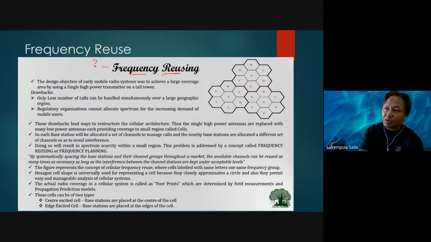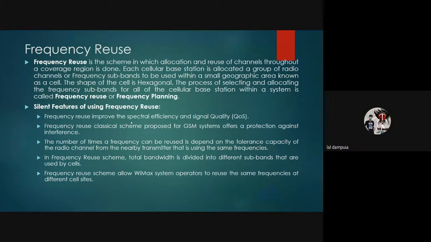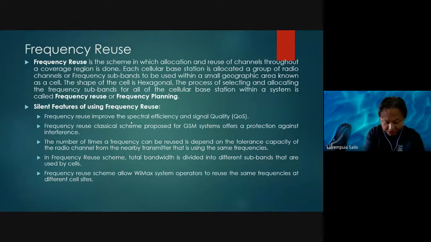Let's go back to the frequency reuse. I hope that you are clear on the cell, right? What is a cell? Did you understand the meaning of cell? Can you repeat a little bit? Cell is, how to say this, the smaller area of mobile communications, a smaller covered area.